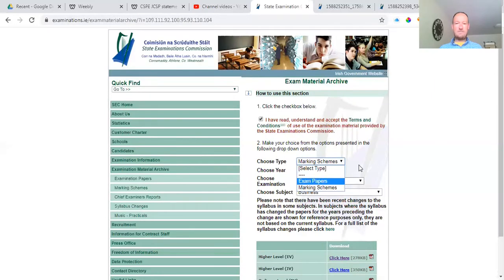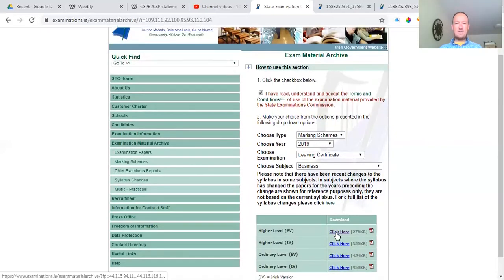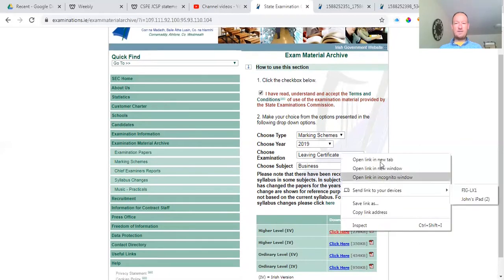Okay, so then you type in the years. 2019 is what I typed in. Type in the subject you want, Leaving Cert Business Studies. The last one allows you to choose a subject. So choose business, and then come down here and double click on higher level English version, and then you'll have that open. If you right click it, you can open it into a new tab, right?